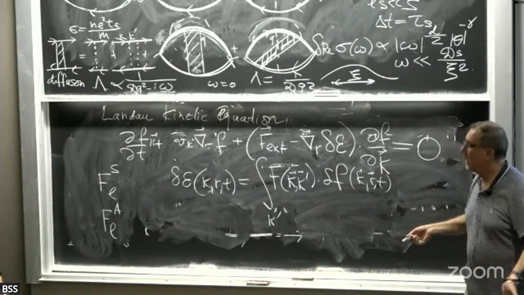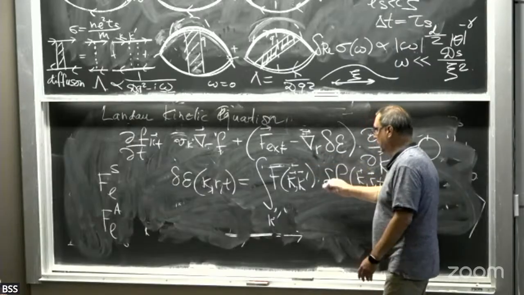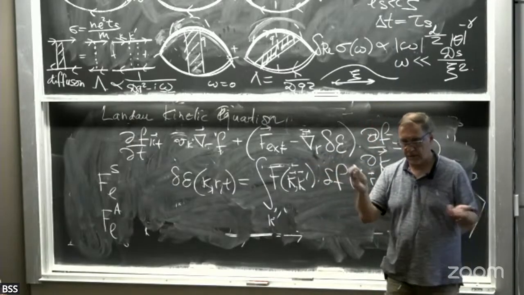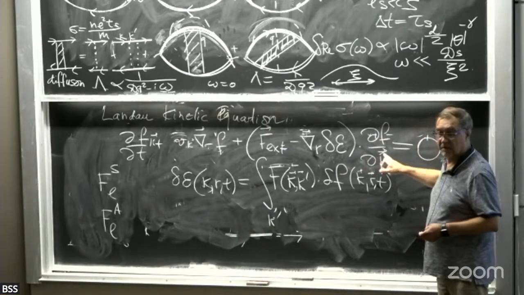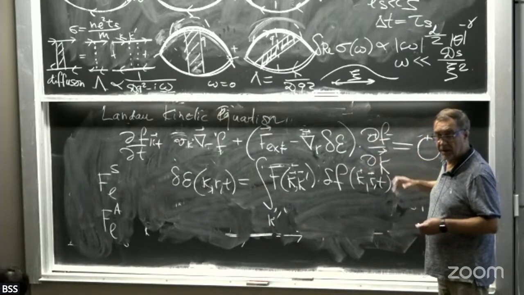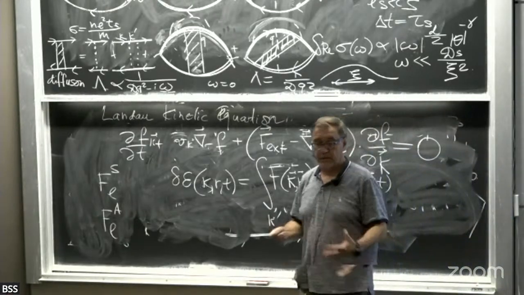That's why this term is responsible for the effective mass renormalization, g-factor renormalization, etc. But the lifetime of this quasi-particle is infinite, meaning that the imaginary part is equal to 0. And this is not good for transport.